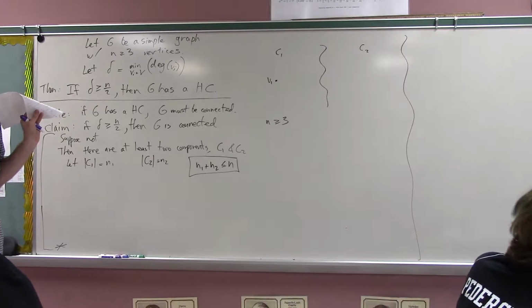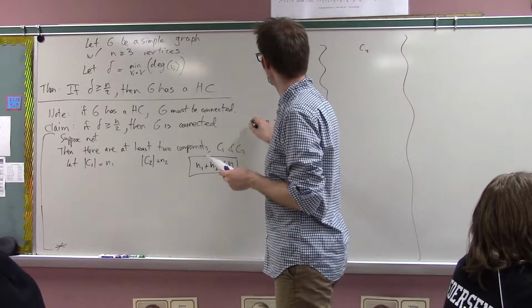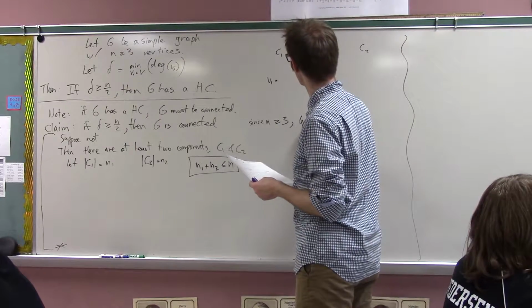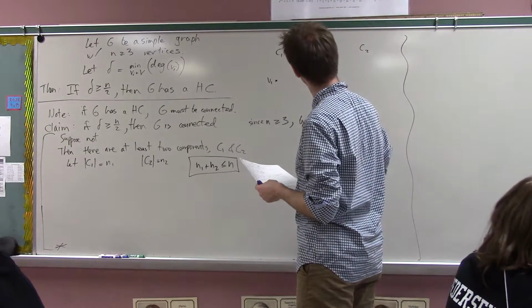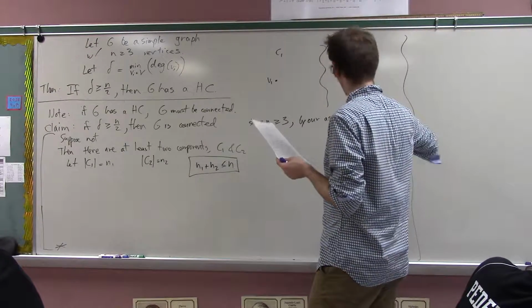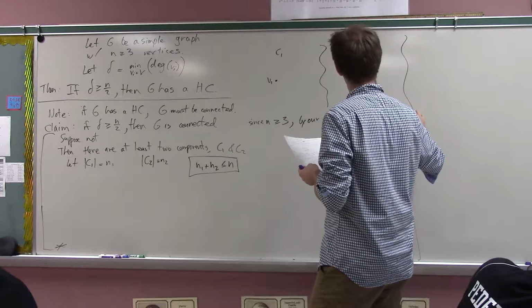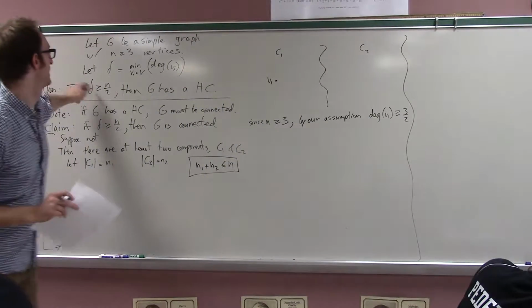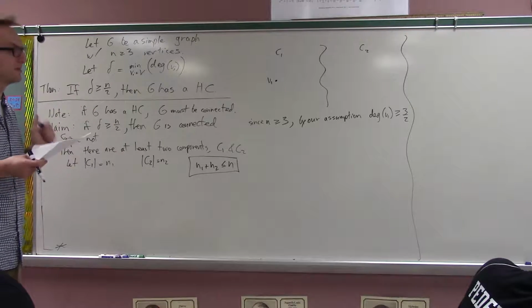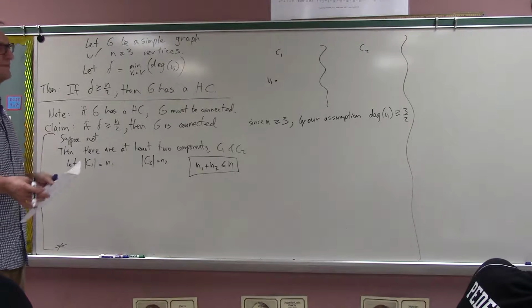At least 2, right? At least 2 friends. Since n is greater than 1, by our assumption, the degree of vertex V1 has to be greater than or equal to 3/2, because that was our theorem, right? That the minimum degree vertex is itself bigger than or equal to half of the number of vertices.